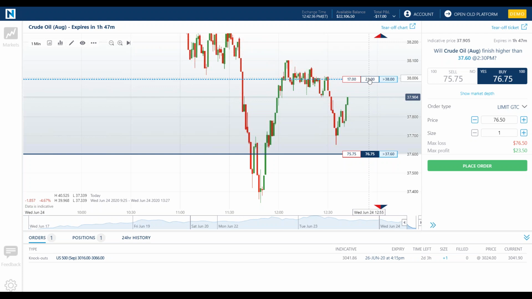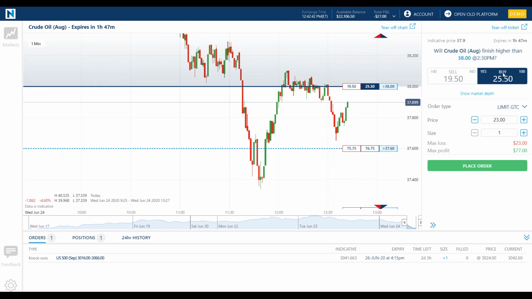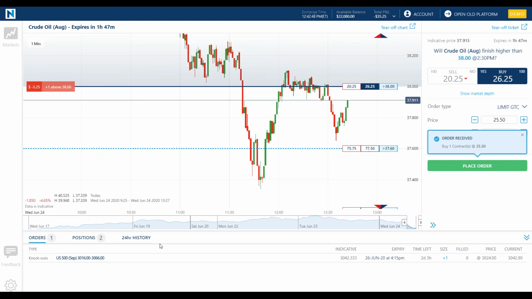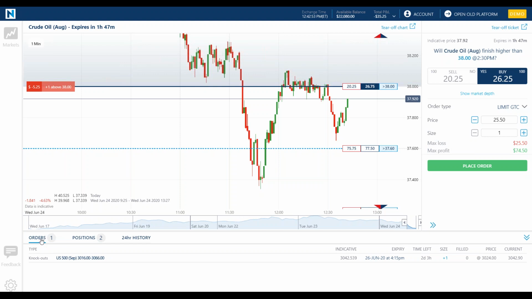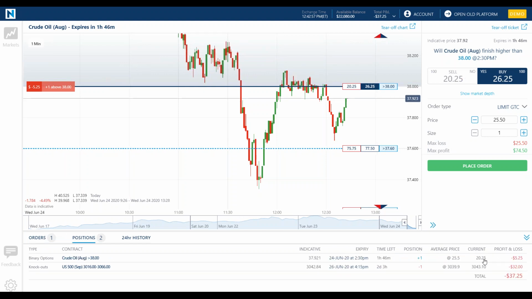I can always choose. So for instance, if I wanted to buy one of these right now because it looks like oil is rallying a little bit, let's just go ahead and buy one. My order was received. I think I actually did buy one. Okay, so I bought one at 25 and a half.